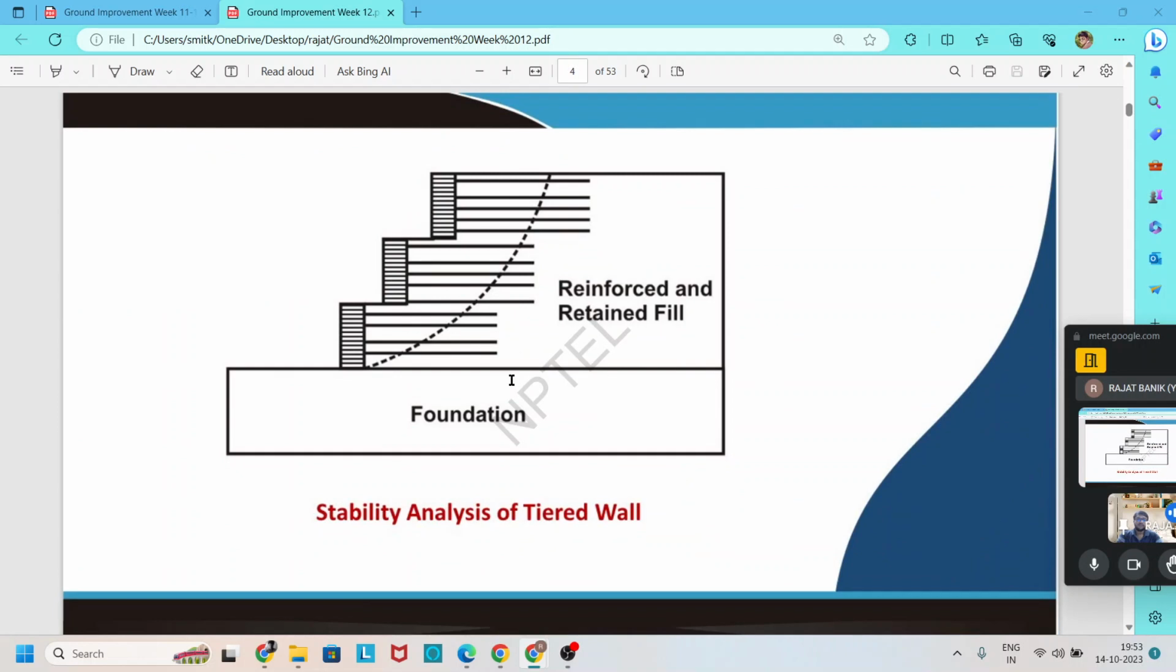So one figure of a tiered wall is given. It is a step-like structure, or we can say a stair-like structure. Each tier is designed individually, and then we add one layer at a time, and in this way we can design the tall retaining wall.